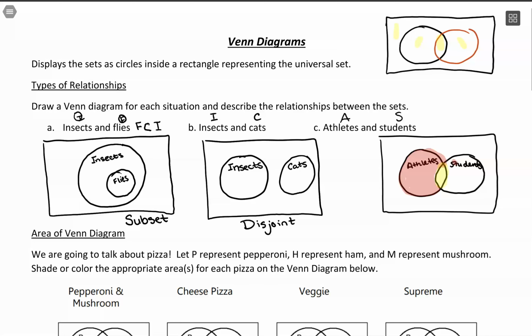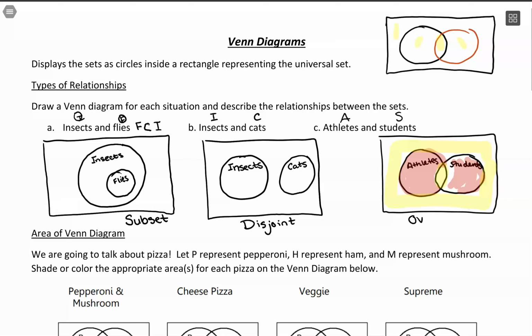And then out here would be people that are students but not athletes. And then keep in mind we still have everyone who's out here, which would be people that are not athletes and are not students. They would identify as neither of those things. So we get these different areas coming through, but it's important to see that we have this intersection here.